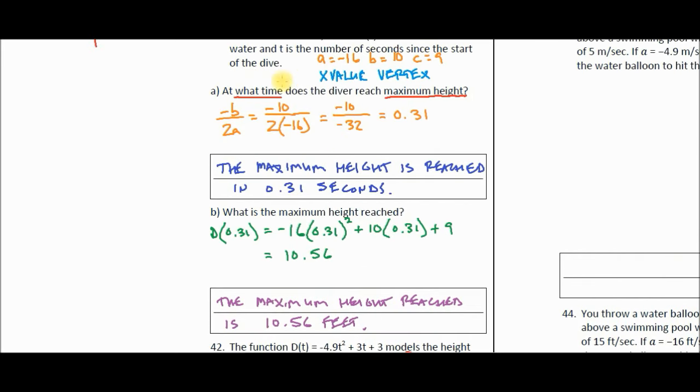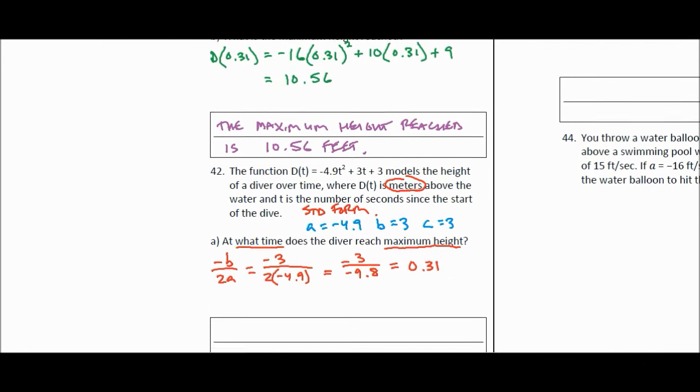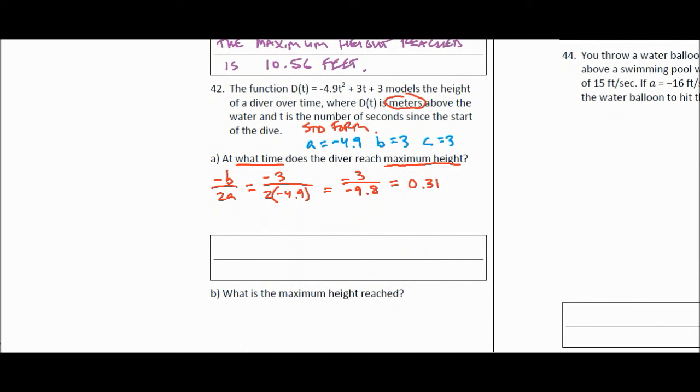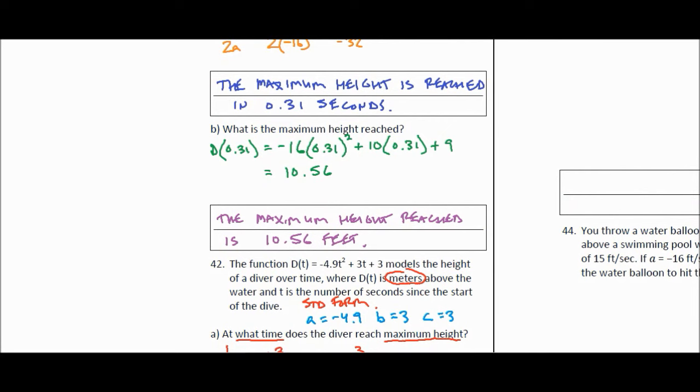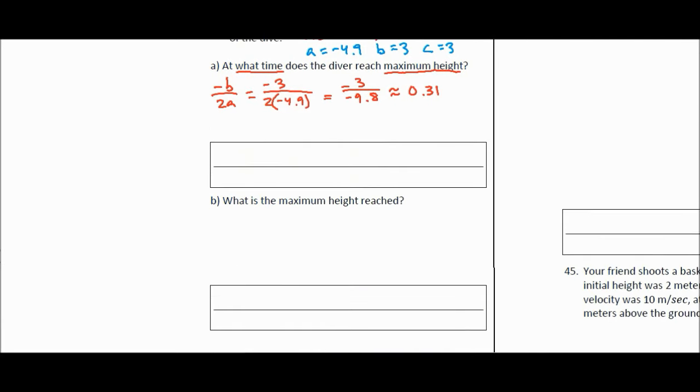I'm going to correct something here real quick, class. This technically should be approximately. So if you correct this to show approximately 0.31. And then down here for the x value of our vertex, we also have it's approximately 0.31. So I'm not going to write this answer. You can write the same way. The maximum height is reached in 0.31 seconds.